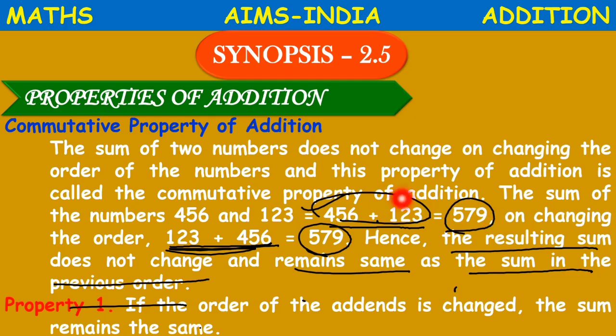Commutative property. What does it say? Even though the order of the addends, meaning these two numbers 456 and 123 which we are adding together, is changed, the sum remains the same. Yes, the sum remains the same.